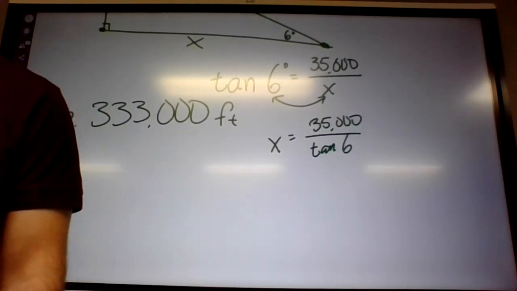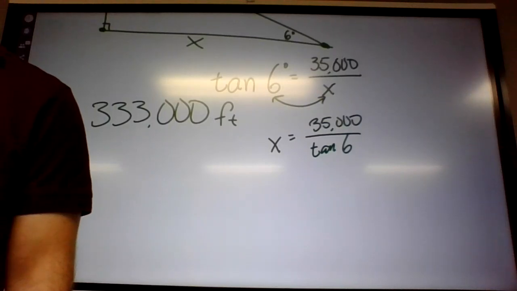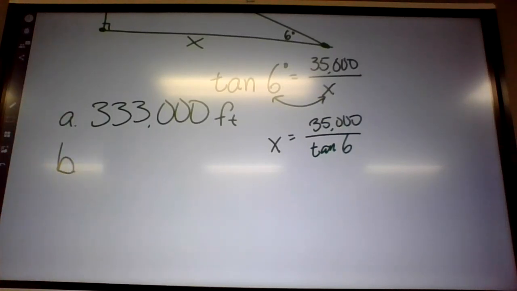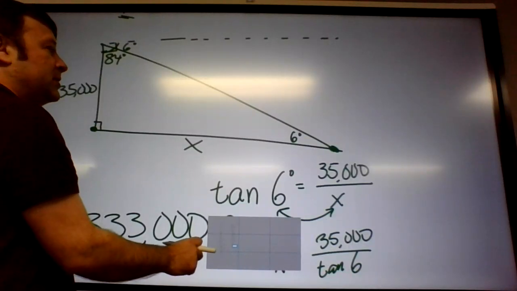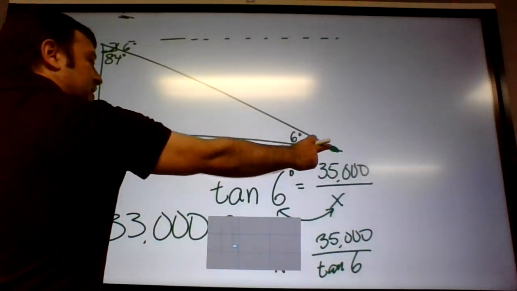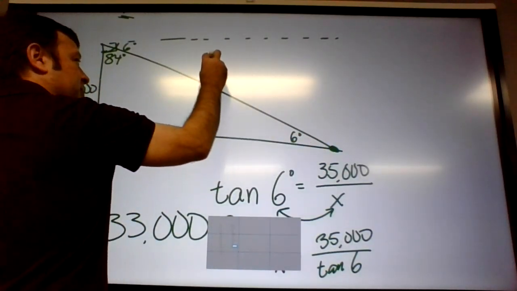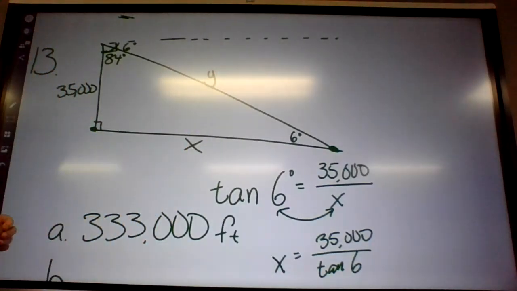B, what is the approximate distance between the plane and the airport? I think what they mean by that is the direct, like, air distance. So a lot of times they call this the ground distance. So this would be like the direct air distance. So we're looking for the hypotenuse.